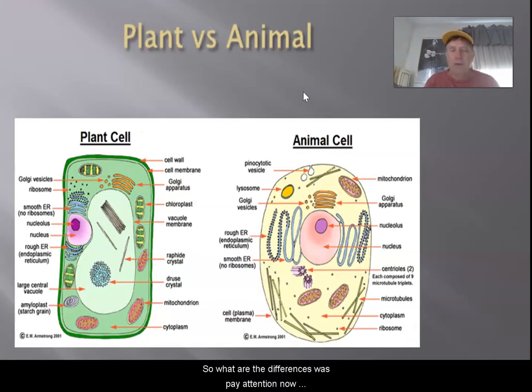So what are the differences? Let's pay attention now, students, between a plant and animal cell. Plant cells have a cell wall. Plant cells have chloroplasts, and plant cells have a large vacuole. Okay, those are three differences between plant and animal cells.